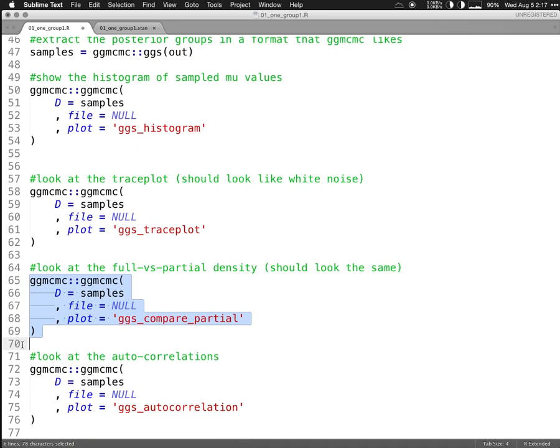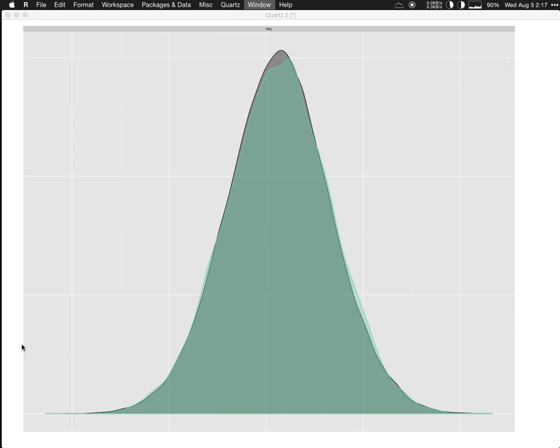The compare partial, I'll show that. And they're pretty much bang on to each other. I was wrong. It's not comparing the first 500 to the second 500. It's comparing the first 500 to all of them, so the partial to complete.